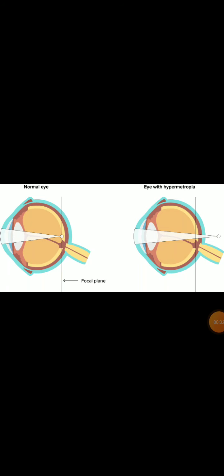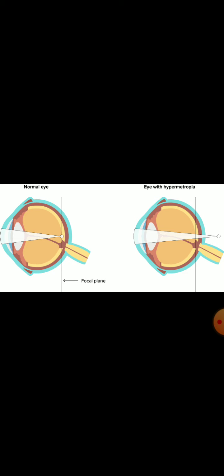Now let us talk about the second defect of vision, which is hypermetropia. Hypermetropia is also known as farsightedness. A person with hypermetropia can see distant objects clearly but cannot see nearby objects clearly.